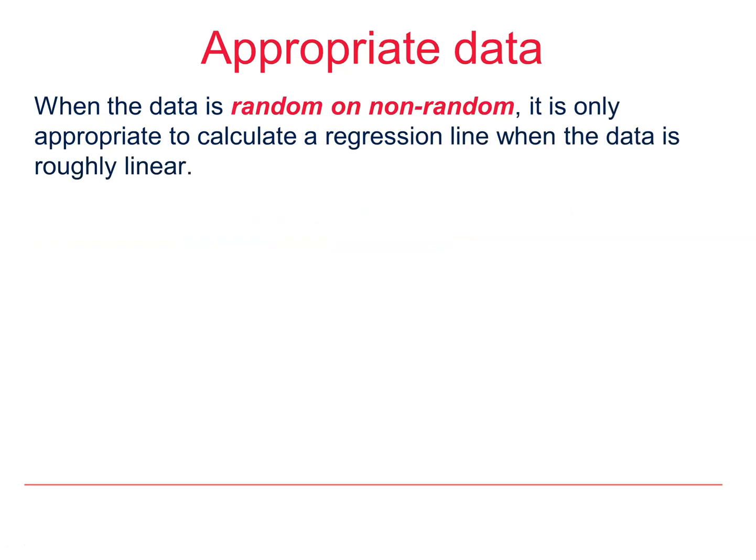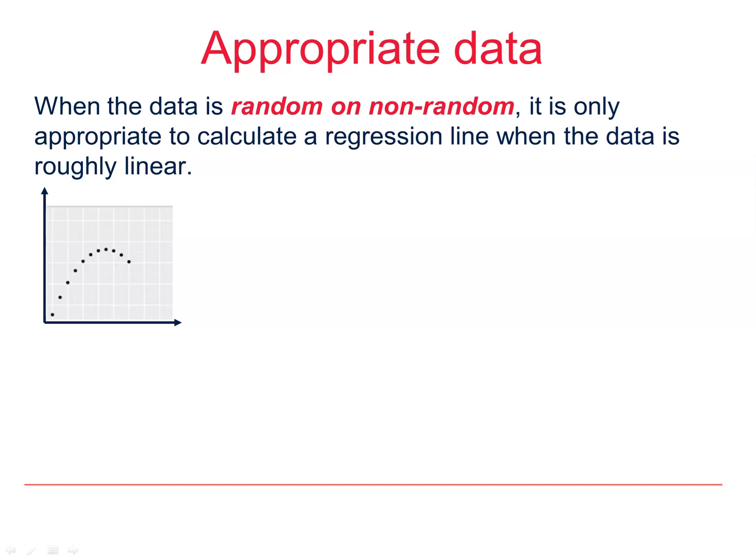The non-random variable is often called a control variable. You might perhaps take readings at fixed time intervals. You are in control of those data points. In this situation, we need to have a roughly linear relationship.